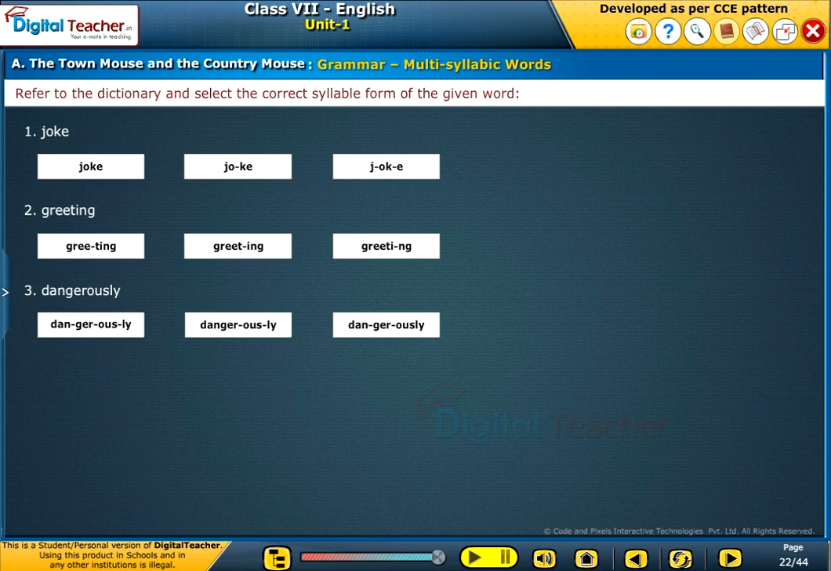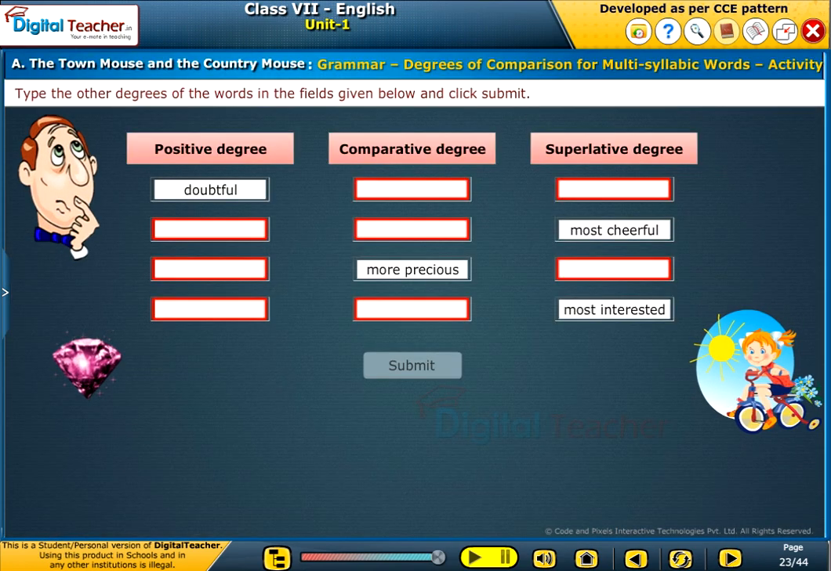Take up the following activity to test your understanding. Refer to the dictionary and select the correct syllable form of the given word. Take up the following activity to understand the degrees of comparison of multisyllabic words better. Type the other degrees of the words in the fields given below and click Submit.